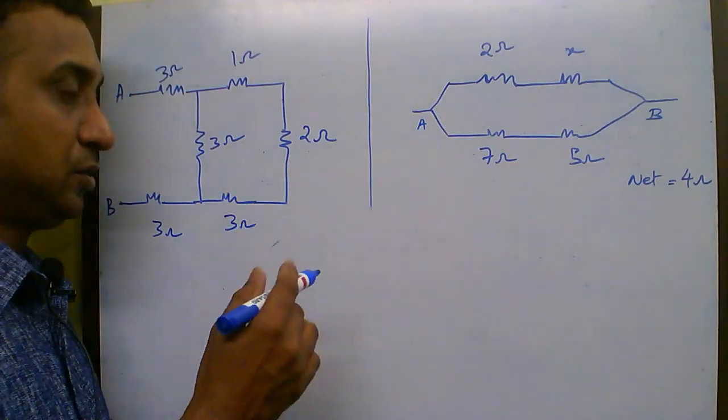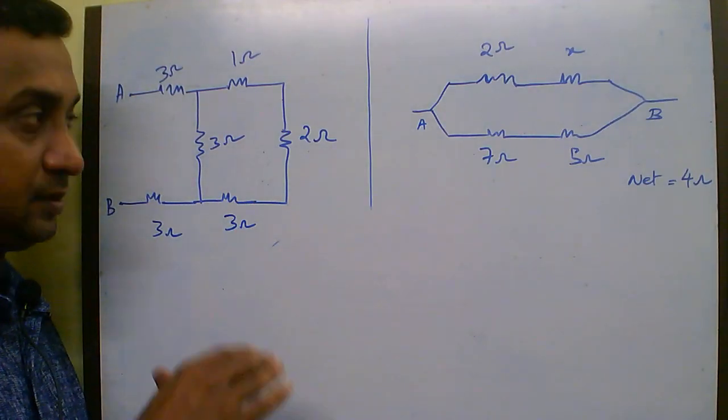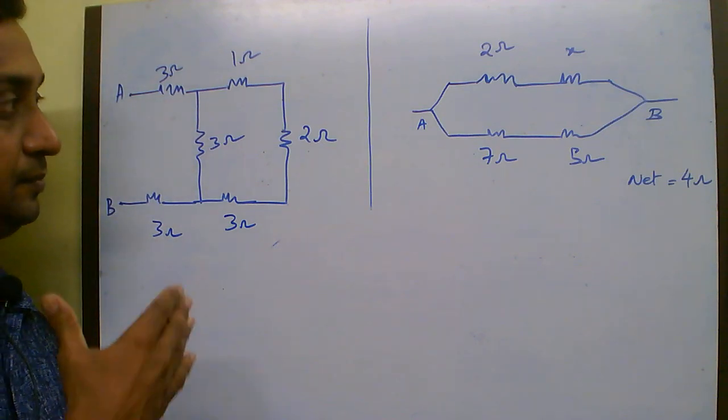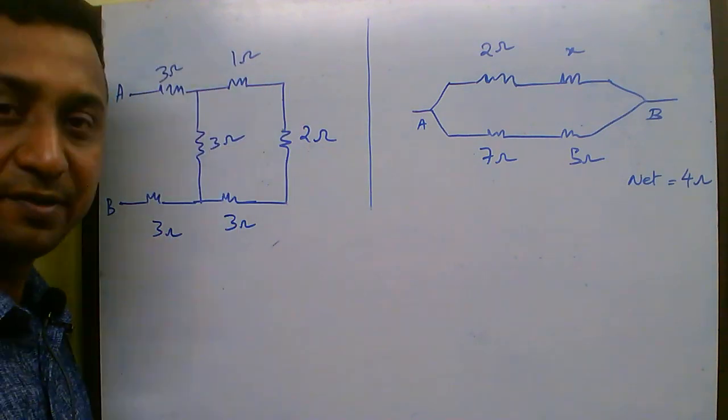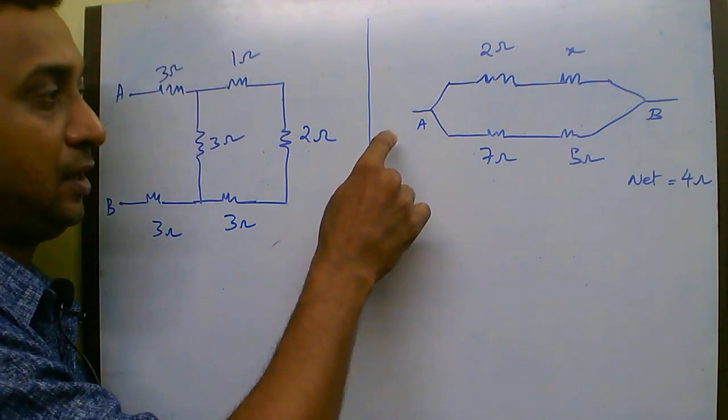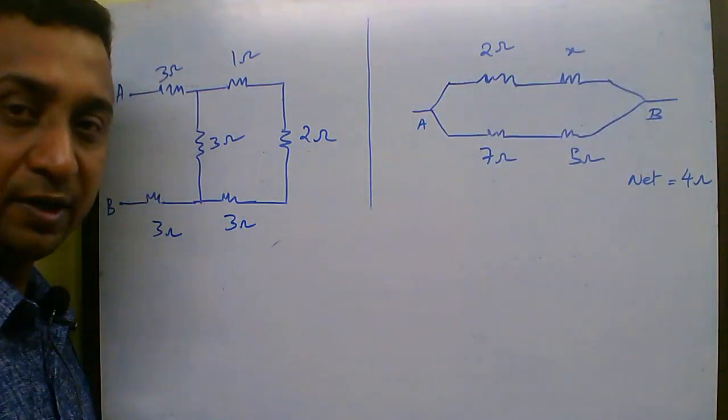Let us learn how to solve these type of problems. As you know, this is about resistance, and the resistors are connected in different ways, and you have to find the net resistance between this point A and B. Here also you have to find the unknown resistance.